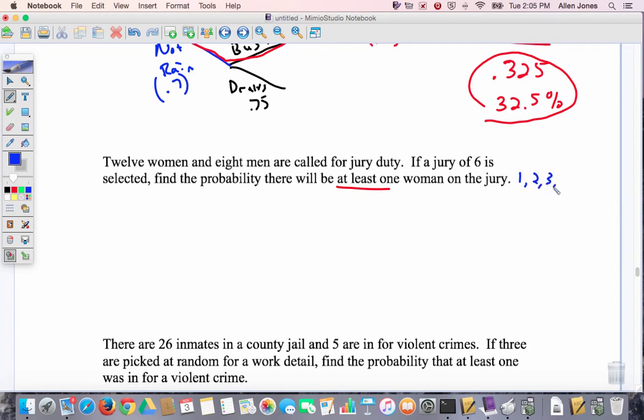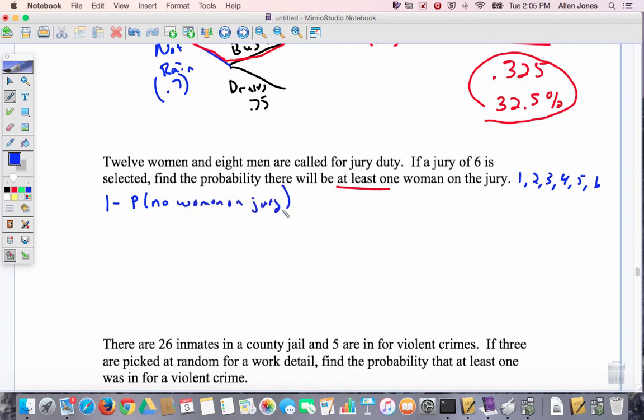So 12 women and 8 men are called for jury duty. If a jury of 6 is selected, find the probability that there will be at least one woman on the jury. So the long version here, at least one means 1, 2, 3, 4, 5, or 6 women on the jury. So we have to find the probability of 1 woman, of 2, of 3, of 4, of 5, and of 6. Add all those together, and in this case, that could be quite a long process because we're selecting 6 jurors.